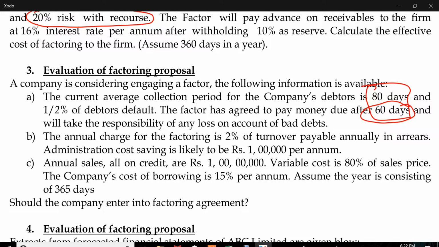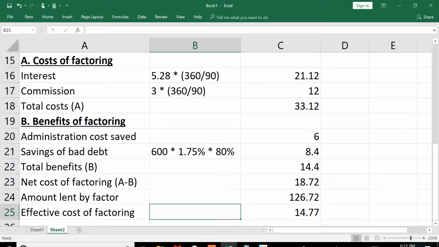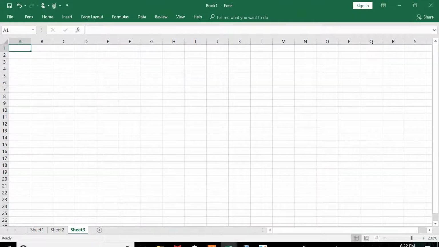Working note 1, cost benefit analysis of factoring arrangement.